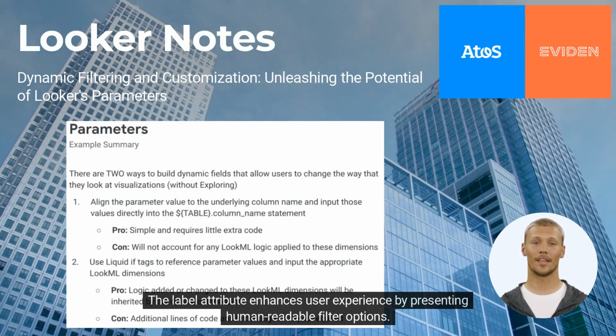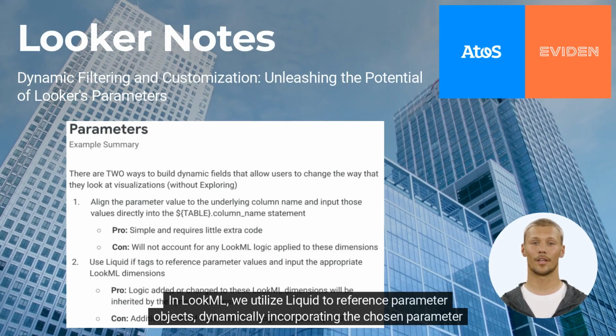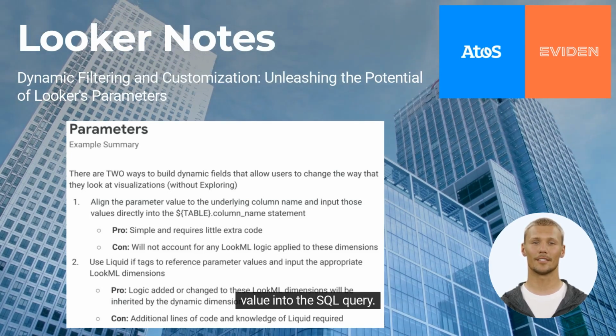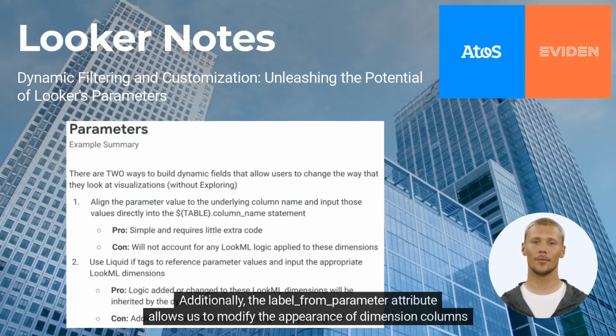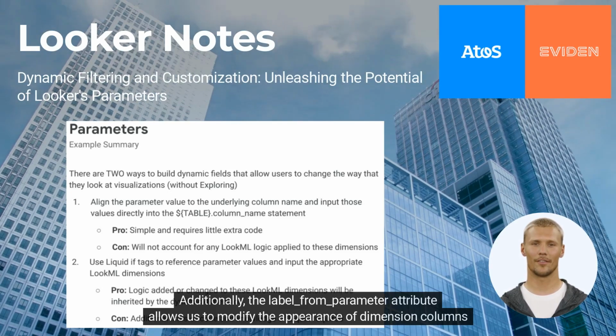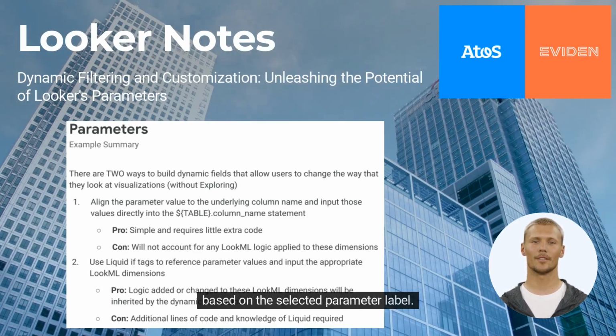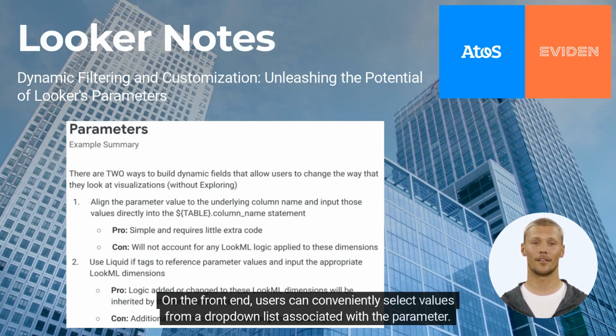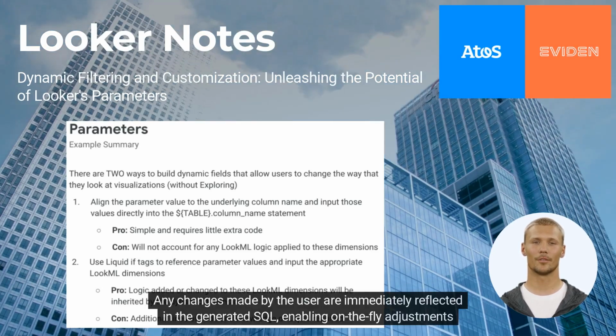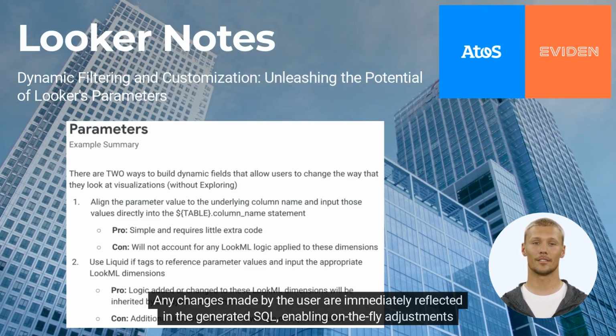The label attribute enhances user experience by presenting human-readable filter options. In LookML, we utilize Liquid to reference parameter objects, dynamically incorporating the chosen parameter value into the SQL query. Additionally, the label from parameter attribute allows us to modify the appearance of dimension columns based on the selected parameter label. On the front end, users can conveniently select values from a drop-down list associated with the parameter.